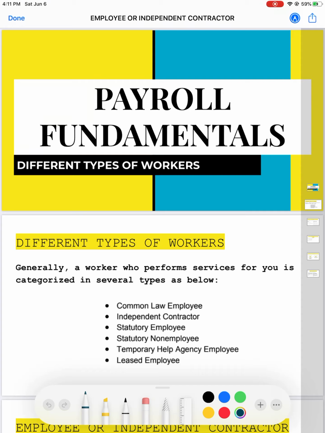There are many types of workers that provide services to the employer. The different categories of workers are common law employee, independent contractor, statutory employee, statutory non-employee, temporary help agency employee, and leased employee.